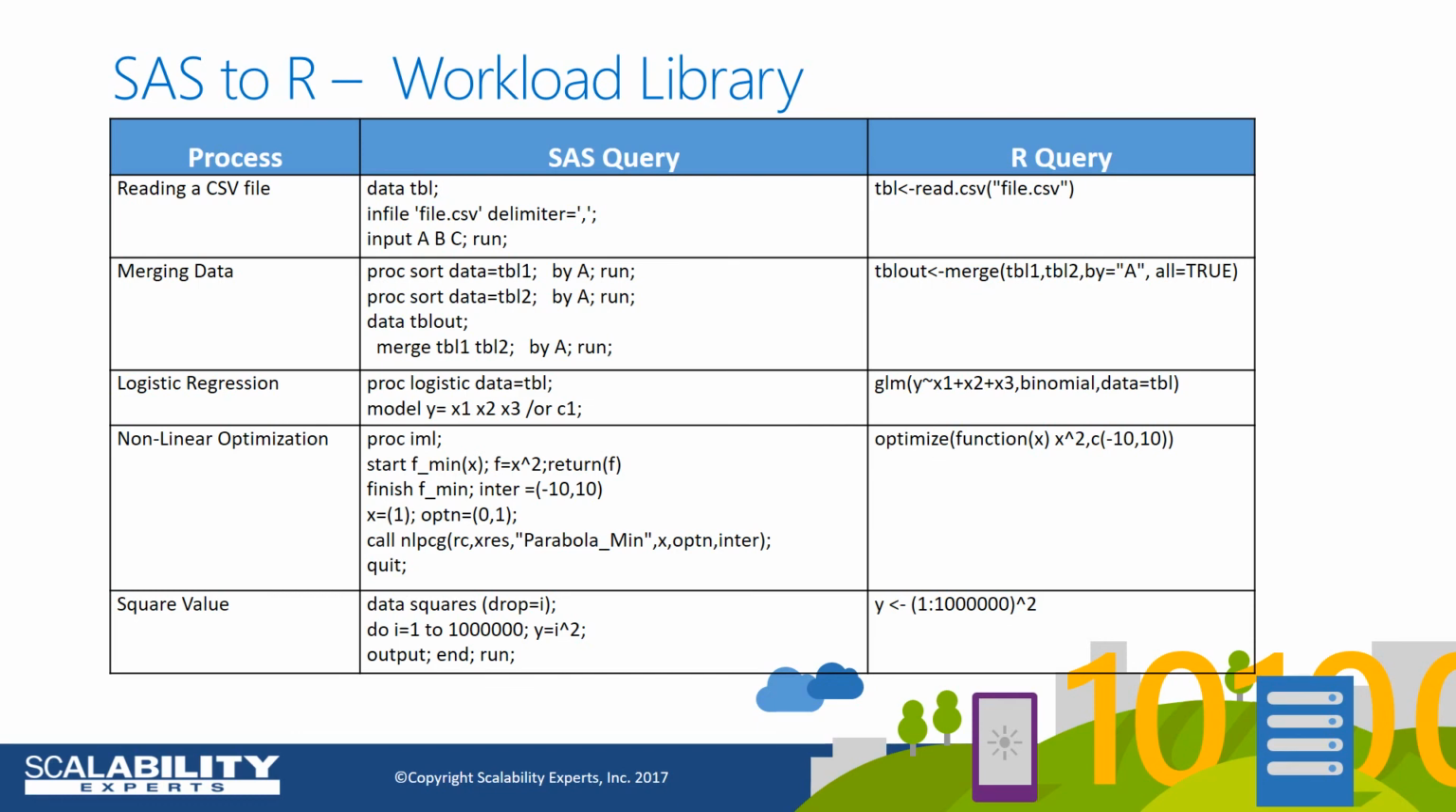So there's another routine for nonlinear optimization, finding a square value. So you see that we have this library where we have these commonly used processes, and we have a translation into R query. So when we do this analysis, a particular routine will most probably be a composite of reading a file, merging data, and then doing some analytical algorithm, and then spitting out the results.